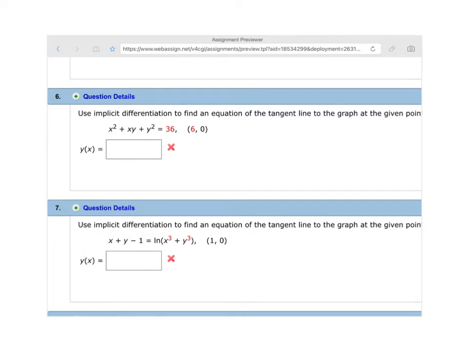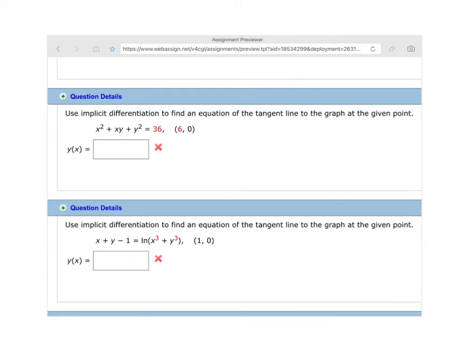So the derivative of x squared with respect to x is 2x dx over dx. And then this xy is a product rule. So I have the two parts, which are x and y, and the derivative of x with respect to x is dx over dx, and the derivative of y with respect to x is dy over dx. So product rule says x dy over dx plus y plus 2y dy over dx equals 0.